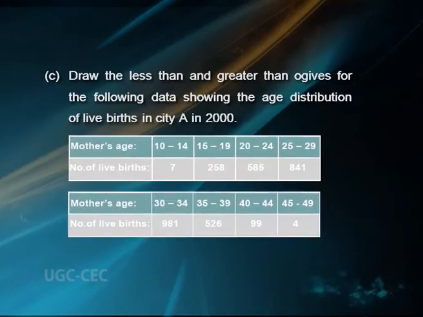Third problem. Draw the less than and greater than ogives for the following data showing the age distribution of live births in city A in 2000. Mother's age 10 to 14, 15 to 19, 20 to 24, 25 to 29, 30 to 34, 35 to 39, 40 to 44 and 45 to 49. Number of live births 7, 258, 585, 841, 981, 526, 99 and 4.